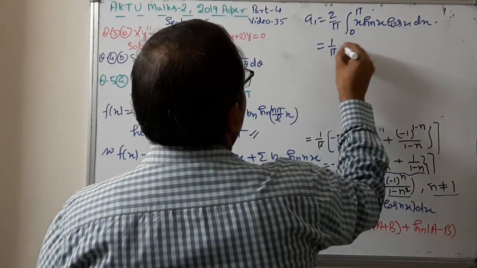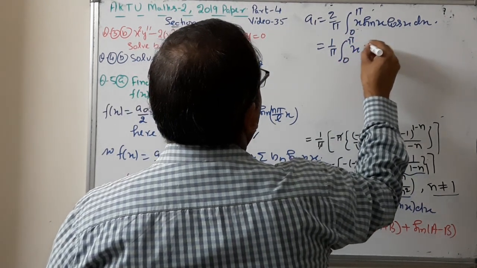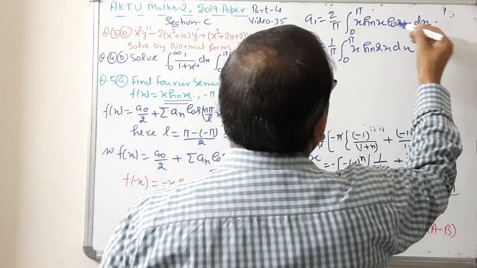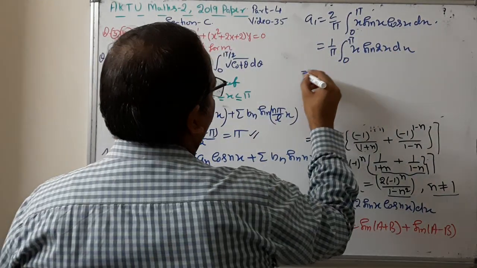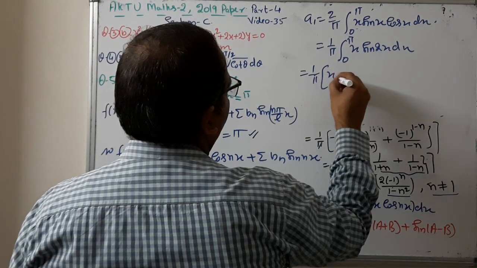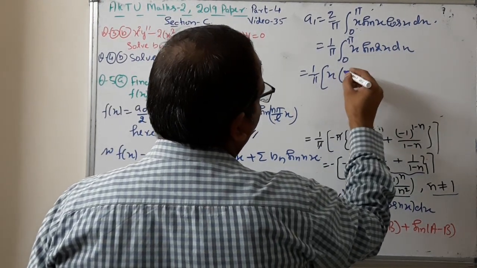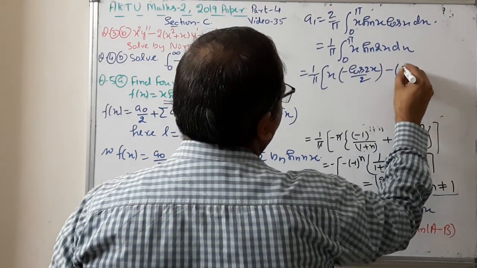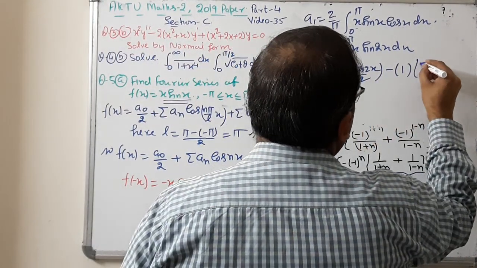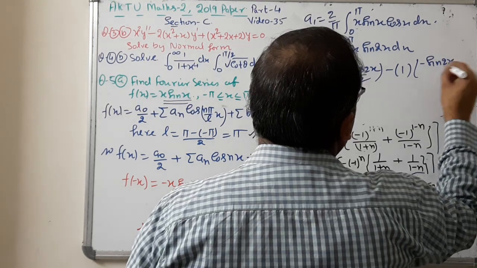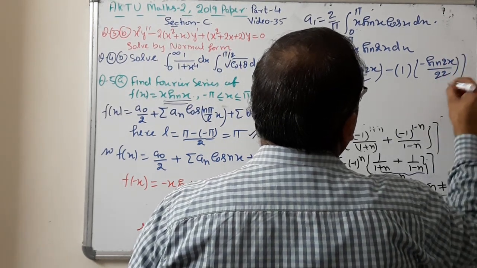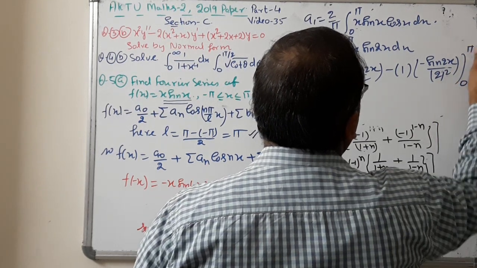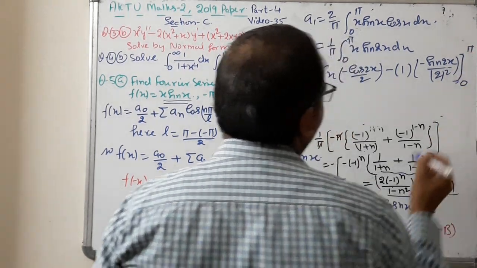And we can write this as 1 upon pi, integral from 0 to pi of x sin 2x dx, multiplied by 2 here, so 2 sin a cos b gives sin 2x. That can be written as 1 upon pi times the integral of x sin 2x, that is x times minus cos 2x upon 2, minus the differentiation of x times minus sin 2x upon 2 square, and the whole limit from 0 to pi. We write this with limit 0 to pi.